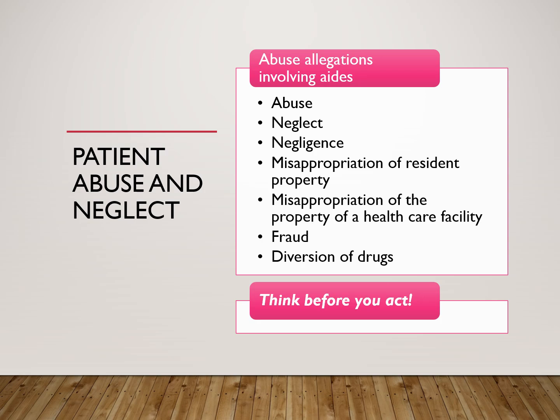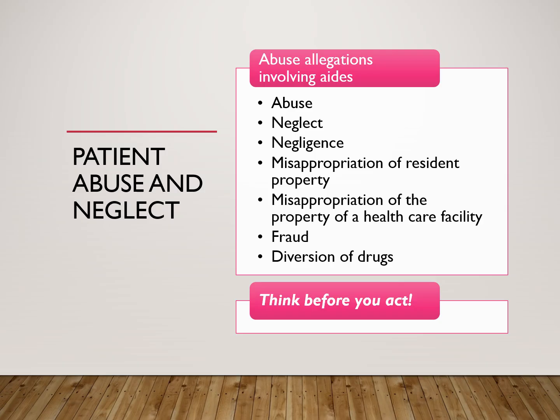Abuse means the willful infliction of injury, unreasonable confinement, intimidation, or punishment with resulting physical harm, pain, or mental anguish. Examples include slapping or hitting a patient, yelling at a patient, threatening a patient with a punishment or rough treatment while giving care. Neglect means a failure to provide goods and services necessary to avoid physical harm, mental anguish, or mental illness. An example would be not changing a patient's soiled brief, and this leads to skin breakdown and an infection.